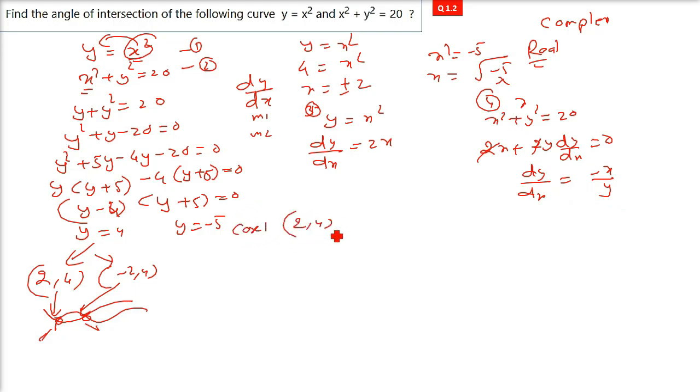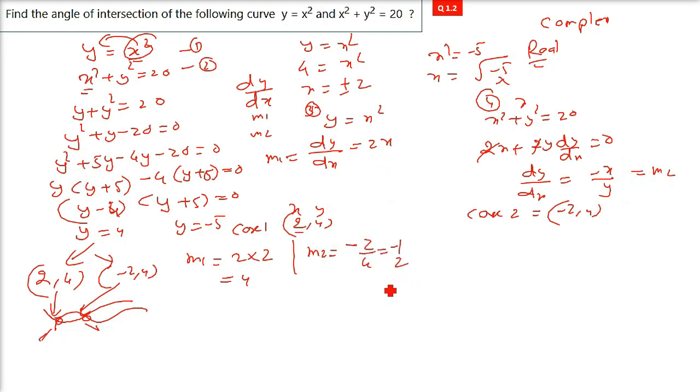So I'm taking case 1. First we'll use the coordinate 2 and 4. Second we'll use the negative 2 and 4. So just put these values and find out m1 and m2 in both the cases. So here m1 will be 2 into x, 2 into 2, that is 4. This is x and y. m1 is 4. What is m2? m2 will be negative x by y. So negative 2 by 4. It is minus half in this case. m1 is 4, m2 is minus half in the first case.